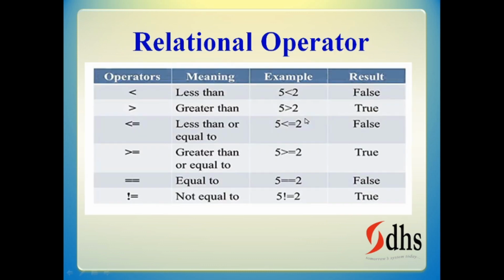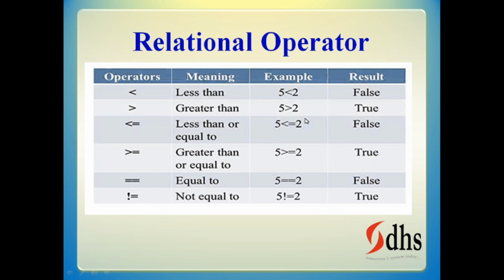Next we are going to relational operators. What are the relational operators? There are 6 relational operators usually in all programming languages: less than, greater than, less than or equal to, greater than or equal to, equal, and not equal to. These are the 6. Now an example: 5 is less than 2. It is false because 5 is bigger than 2. Whereas 5 is greater than 2 is true. 5 is less than or equal to 2 is false.